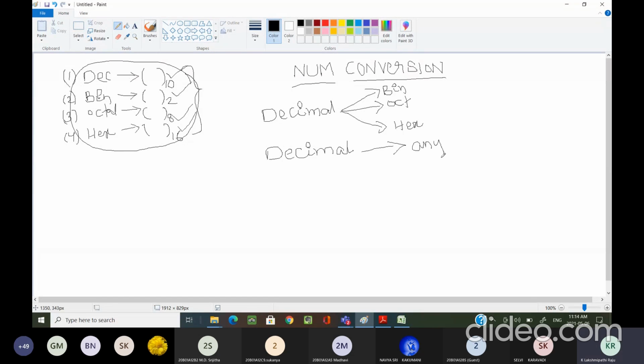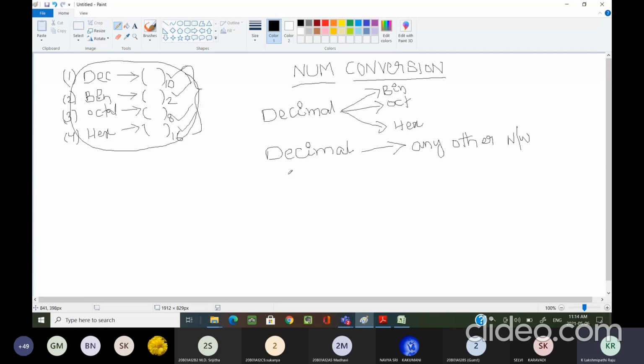Now what is the procedure we follow to convert a decimal to any other number system? Can anyone tell me? If you have already seen some YouTube videos or read somewhere else, you can tell me. Division method. Very good. Generally, LCM. Decimal to any other number system.